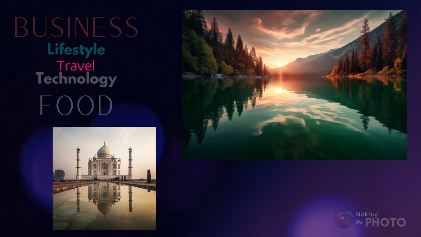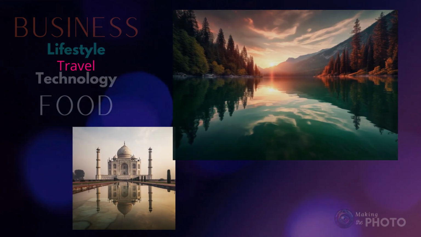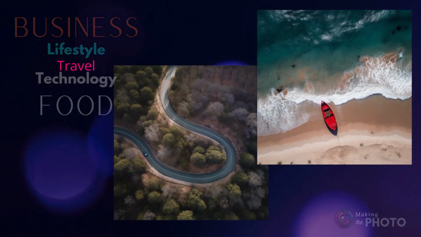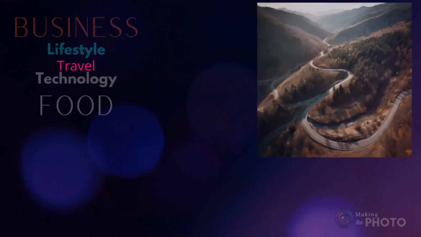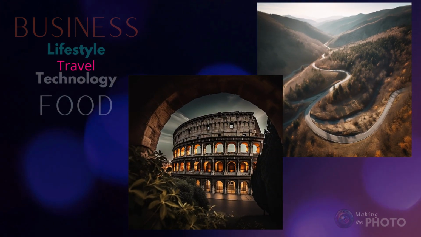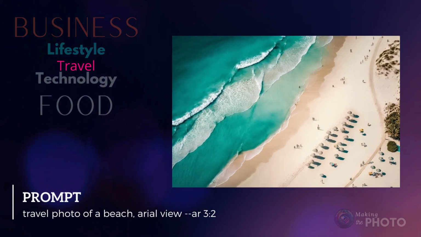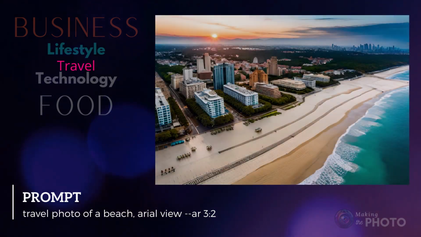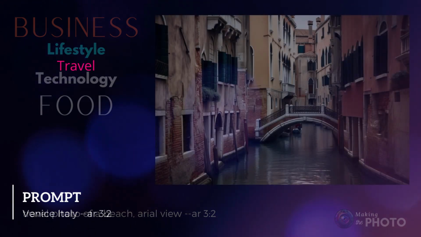Nature and landscape stock photos capture stunning scenery, picturesque landscapes, and a variety of natural elements like mountains, forests, oceans, and wildlife. They're commonly used on travel websites, magazines, and in backgrounds for different projects. Creating these images is pretty straightforward. If you want a generic place like an ocean or a beach, simply ask for a travel photo of an ocean or a beach. If you're after a specific location, the AI can handle that too.